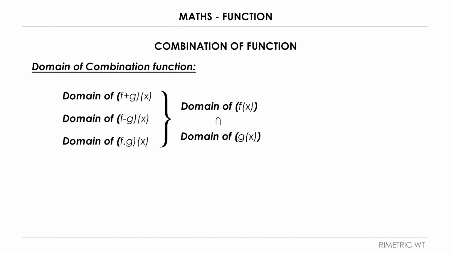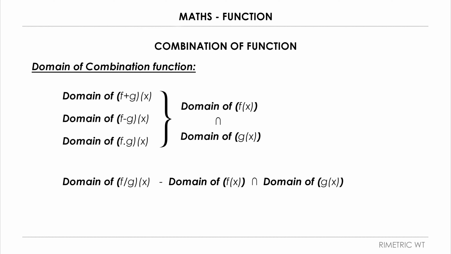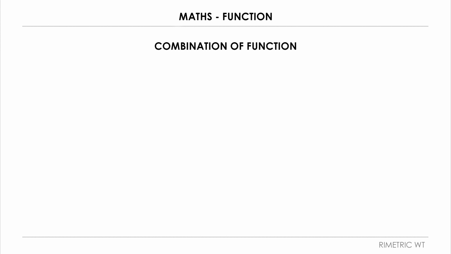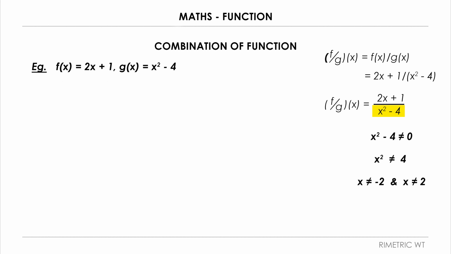However, for the quotient, f over g, besides the intersection of the domains of the original functions, we have one extra restriction. The input must also satisfy the requirement of g of x being different from 0. Because division by 0 is banished in our math world, any x that makes the denominator 0 must be excluded from the domain. For our example, x squared minus 4 equals 0 at x equals 2 and x equals minus 2, so those values are excluded from the domain of the quotient function.